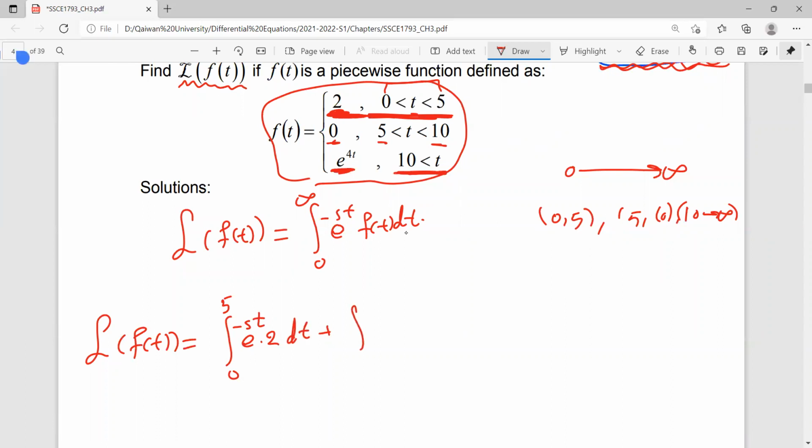Plus the integration from 5 to 10 for e to the power minus st, and the function f of t in this interval is 0, dt. Plus the integration from 10 to infinity of e to the power minus st. What's the function f of t in this interval from 10 to infinity? I mean t is greater than 10, which is e to the power 4t, dt.